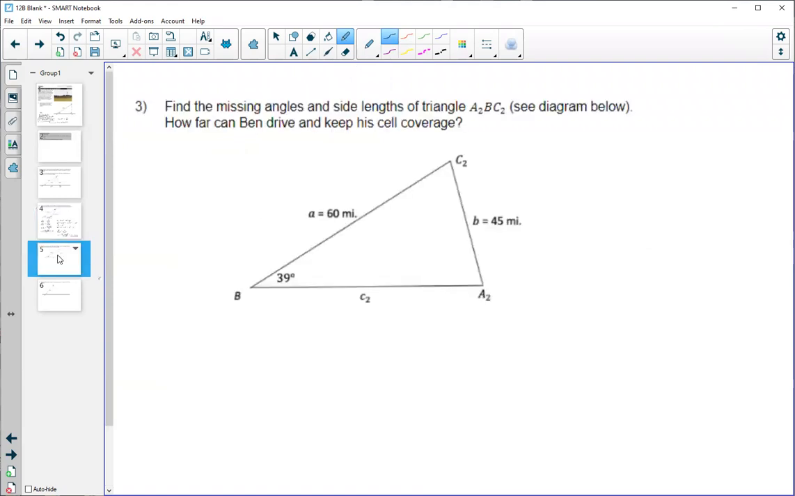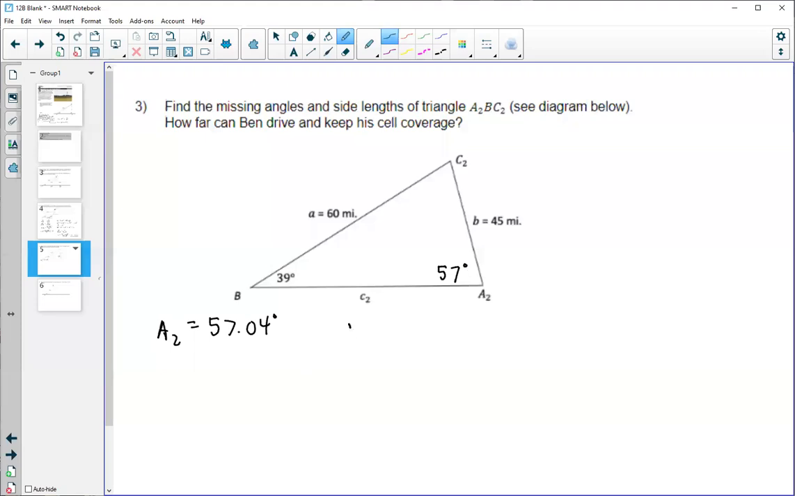Next page, part 3, it says find the missing angles and side lengths of triangle A2, B, C2. How far can Ben drive and keep his cell coverage? So here we have another version of the triangle again. We already found A2, which is equal to 57.04 degrees, or we could just say 57 degrees.